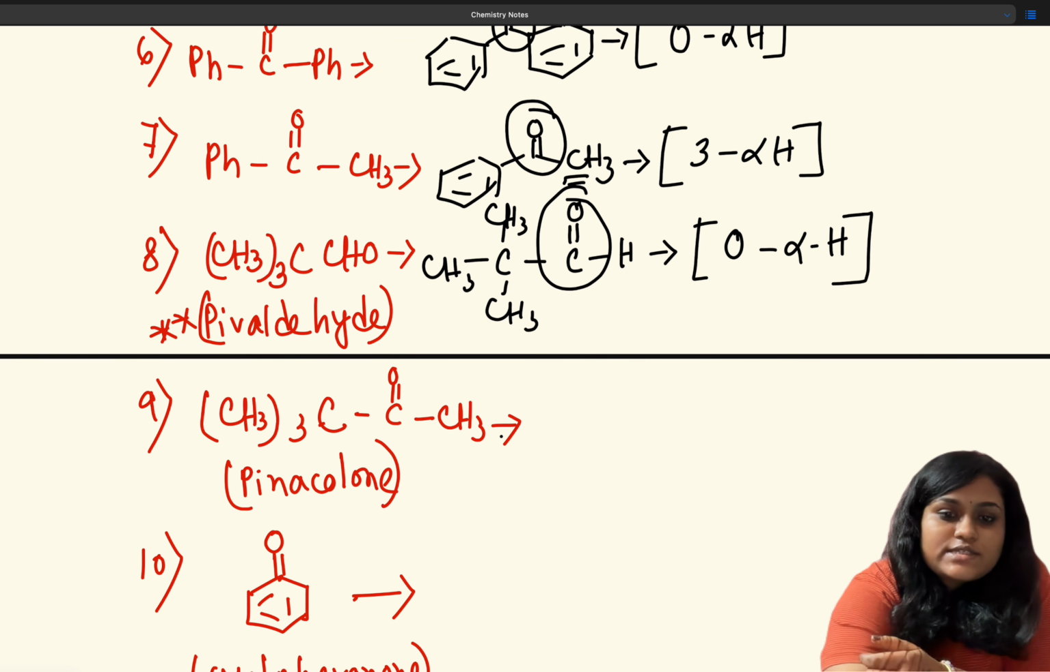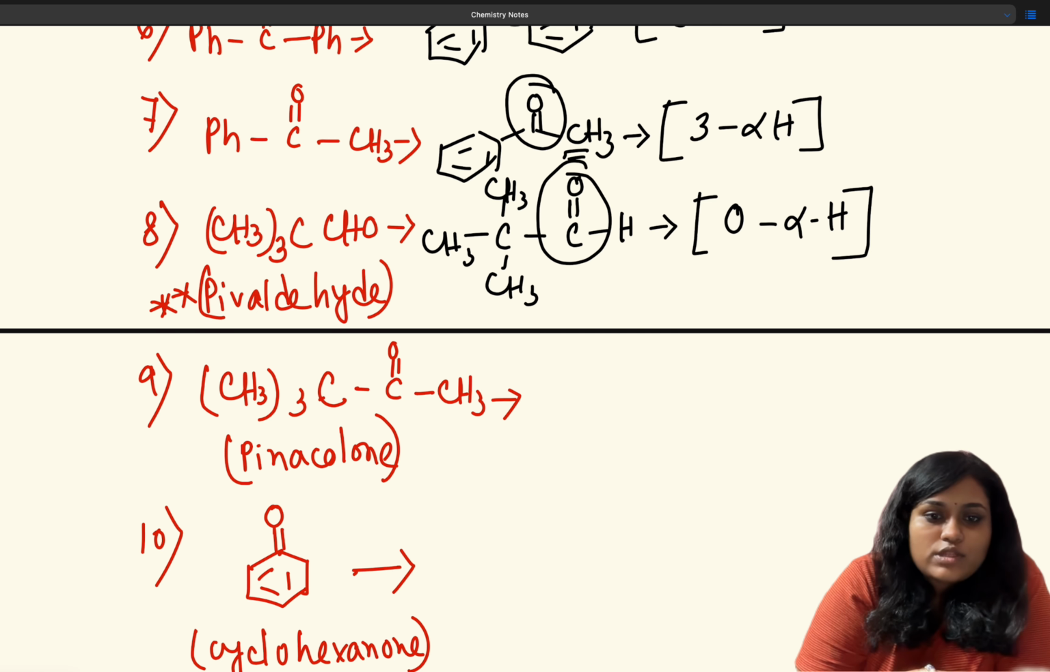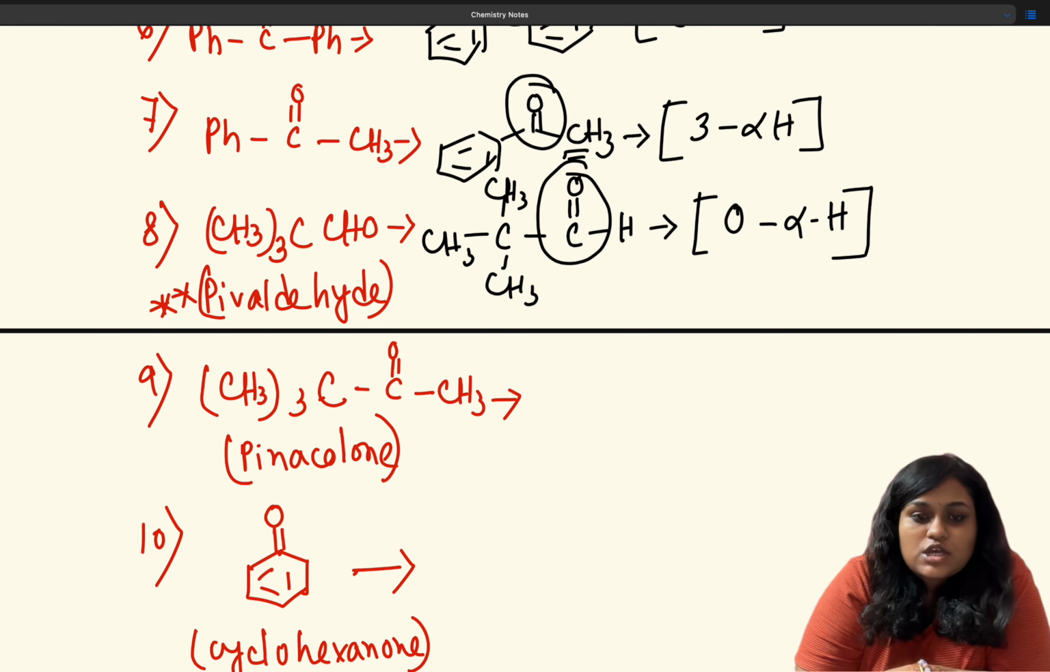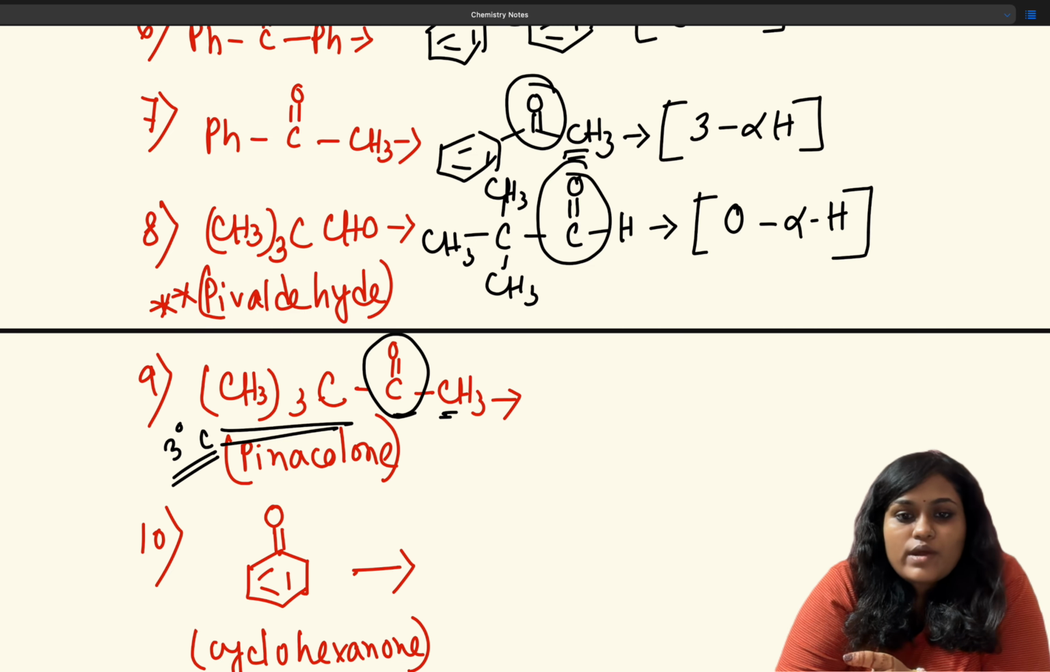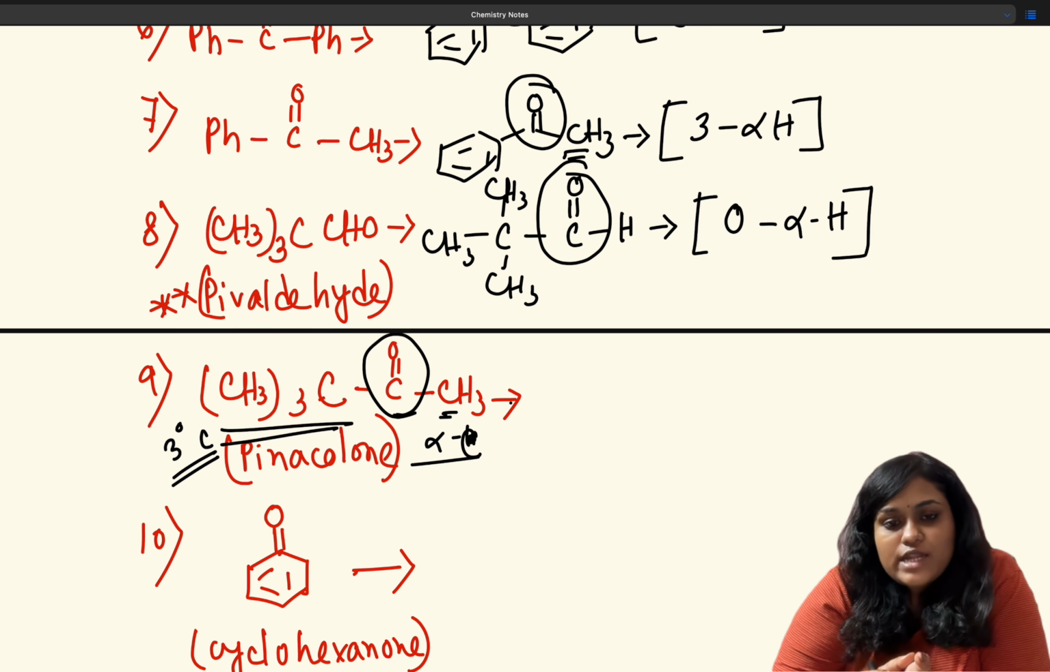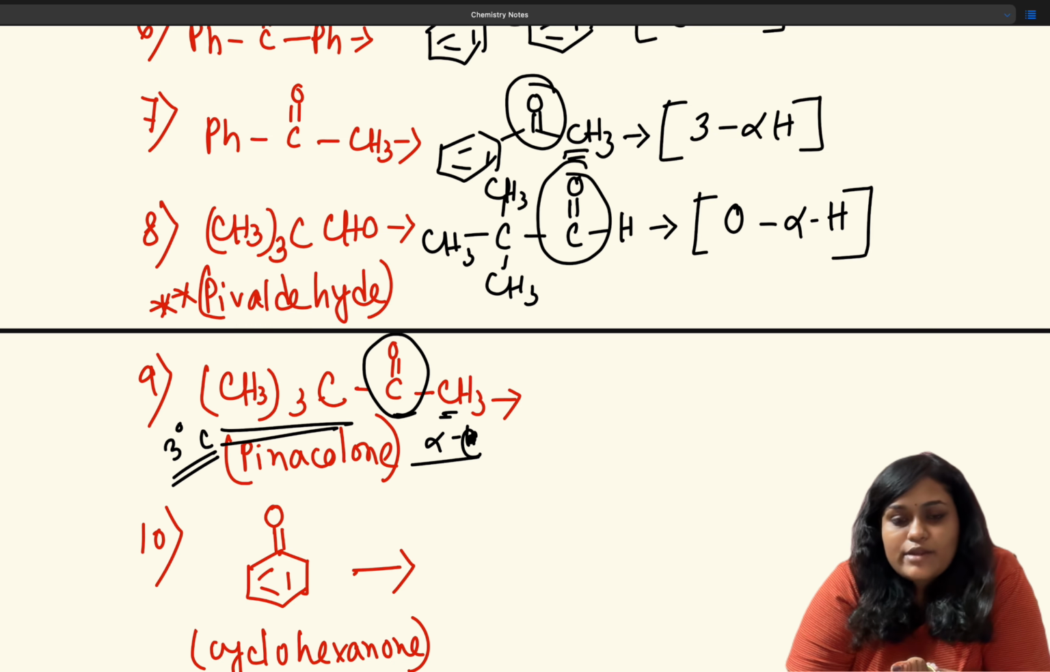Our next example is (CH3)3CCOCH3. From the example you can see this is the C=O group and this is a tertiary carbon, 3 degree carbon, and here one carbon atom is present, that is the alpha carbon, and the number of hydrogens attached to that carbon are the alpha hydrogens. So 3 alpha hydrogens are present in pinacolone.